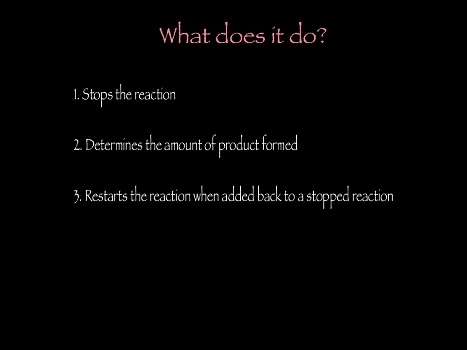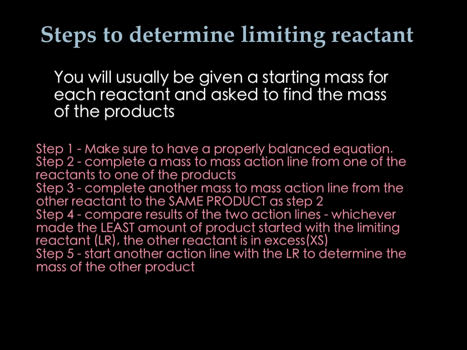Well, in order to find the limiting reactant, we're going to have to use stoichiometry. Usually you're going to be given a starting mass of each reactant and then find out the mass of the products. So I really wouldn't write all these down, but if you just listen to them, there's a couple little tricks that you need to know here. So first of all, step 1, properly balanced equation. Make sure you have that. Step 2, do a mass-to-mass action line from one of the reactants to one of the products. So you're given the mass of each reactant, go to one of the products. Now here's the tricky part though, step 3.